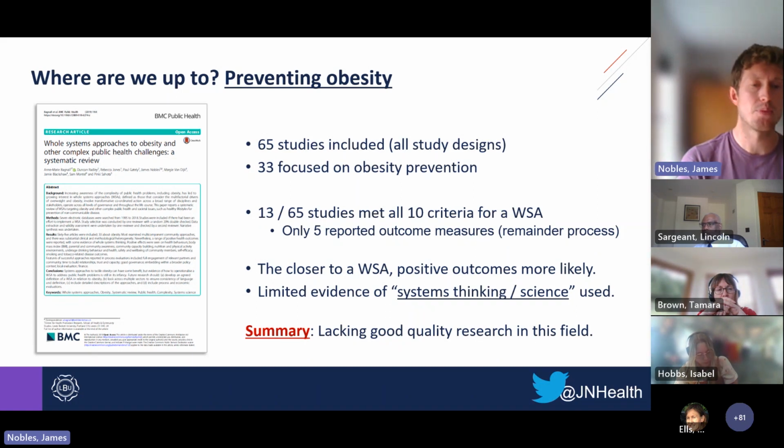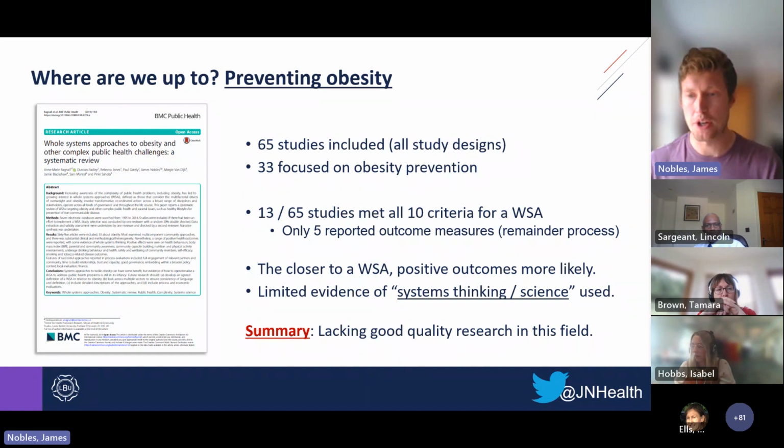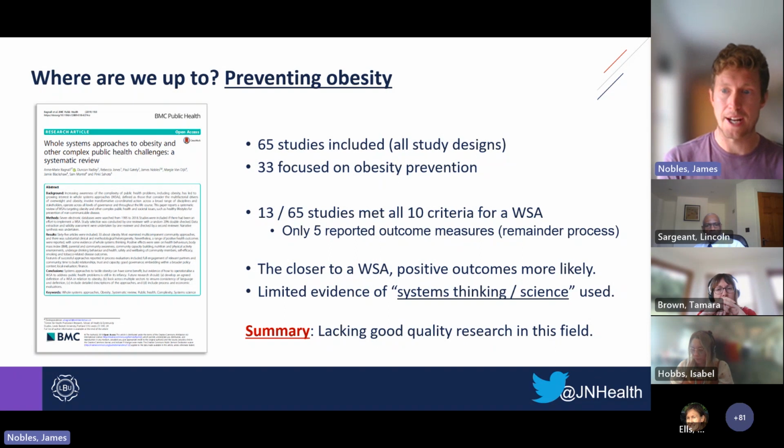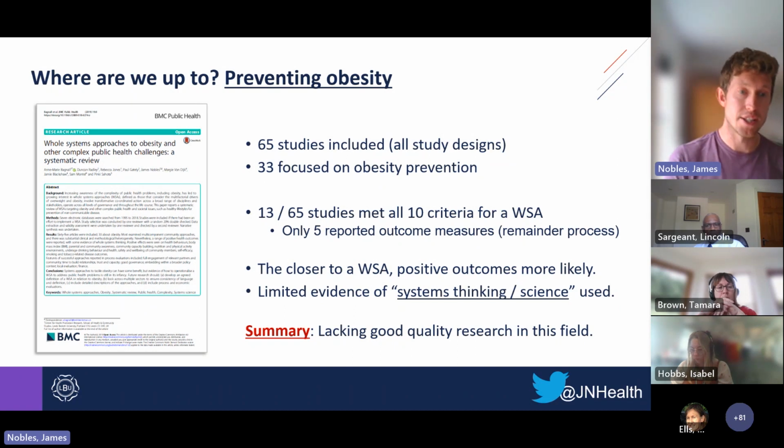But what it did suggest was that the closer to a whole systems approach those studies got, so even in studies which were meeting 8, 9, or 10 of those criteria, it was giving us an indication that more positive outcomes were likely. But when we're talking about positive outcomes here, we're talking about things like changes in health-related behaviours as opposed to changing more of those environmental factors and determinants which might be having an influence upon the health of populations.